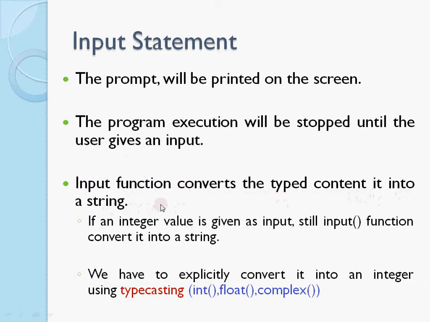So what we have to do to convert it into an integer? Obviously, the choice is typecasting. If an integer value is given as an input, still the input function converts it into a string. So we have to explicitly convert it into an integer using typecasting. We can convert the input string into int using the int function. We can convert the string into a float using the float function, or even we can convert it into a complex number using the complex function.